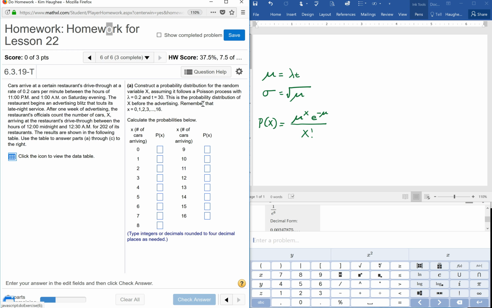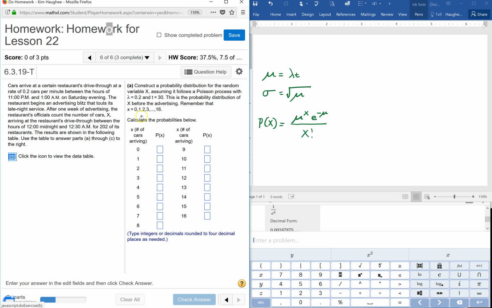To solve this problem, I need to know a mean. So we can remember that the mean is equal to lambda multiplied with time. And question A gives us the information that we need to proceed further. Construct a probability distribution for the random variable x, assuming it follows a Poisson process with lambda equaling 0.2 and t equaling 30. This is the probability distribution of x before the advertising.